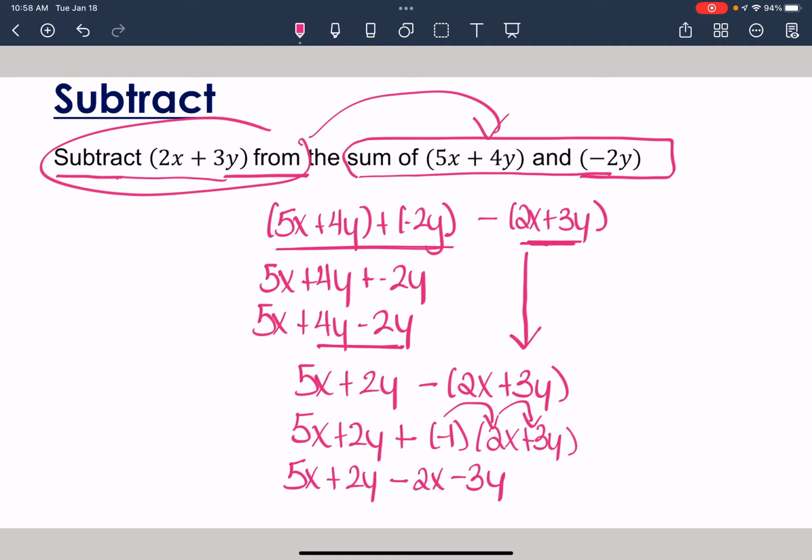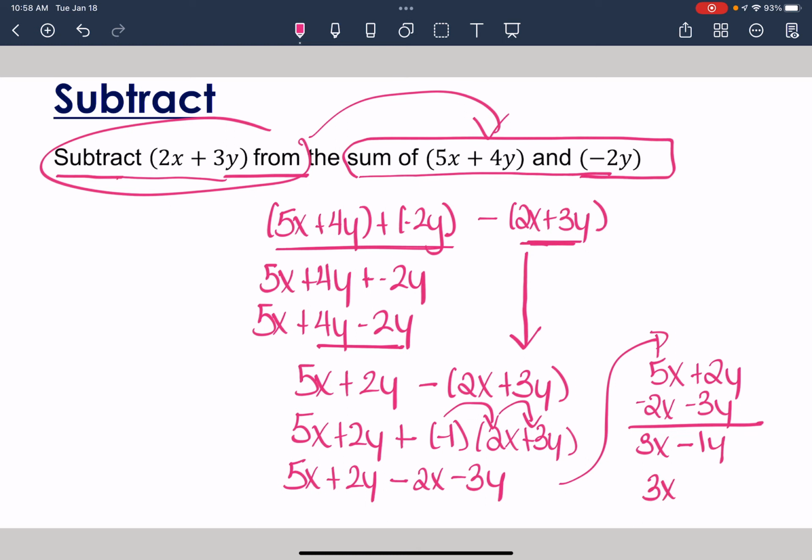So now to add these, I just need to line up my like terms. So I'm going to go over here. So I have 5x plus 2y. I have minus 2x minus 3y. And then I just combine my terms. 5x minus 2x is 3x. 2y minus 3y is minus 1y. So the answer is 3x minus y. So on these kind of problems, be careful with the wording and how you set up the problem. And that's really all there is to doing this.